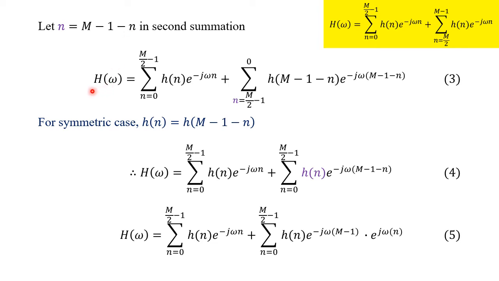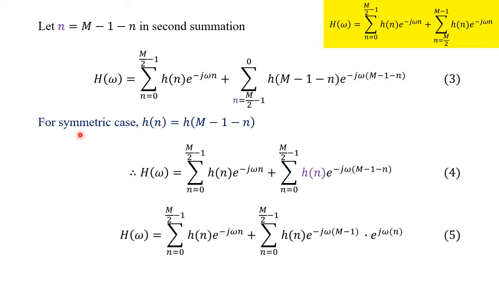So we are going to get H of omega is equal to, so this first summation part will remain as it is, that is n equal to 0 to m by 2 minus 1, h of n e to the power of minus j omega n, plus in the second summation, after making this substitution, we are going to get n equal to m by 2 minus 1 to 0, h of m minus 1 minus n, e to the power of minus j omega, and in place of this n, m minus 1 minus n is being substituted.